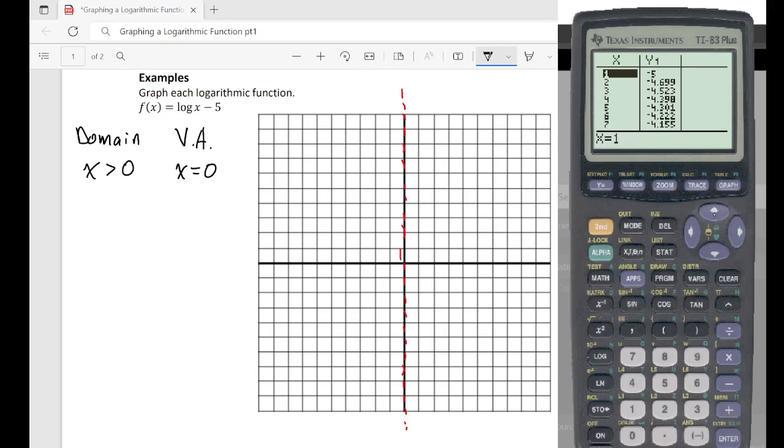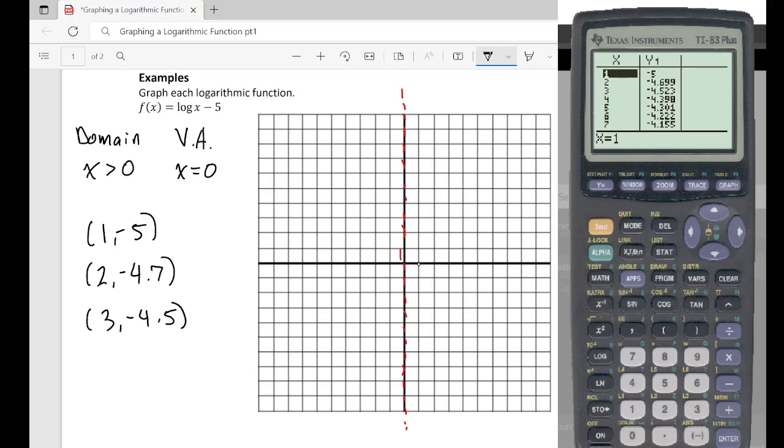So I'm going to use the first 3 points just to graph it. The first point I'm going to use is 1, negative 5. Then I'm going to do 2 and negative 4.7. I round to 1 decimal because graphing anything more than that is pretty much futile. And then last I'm going to do 3 and negative 4.5. So I got 3 points, so I'm going to graph those.